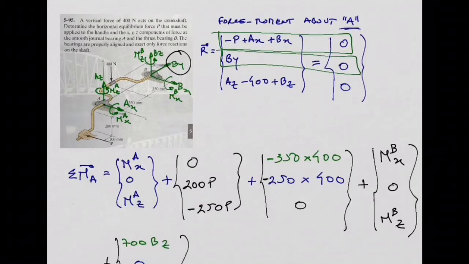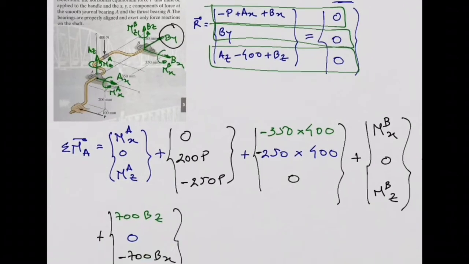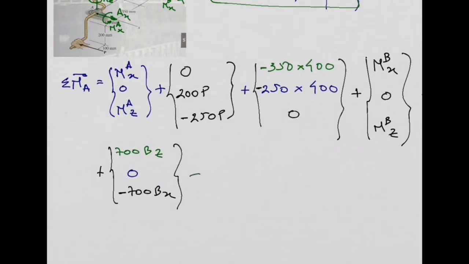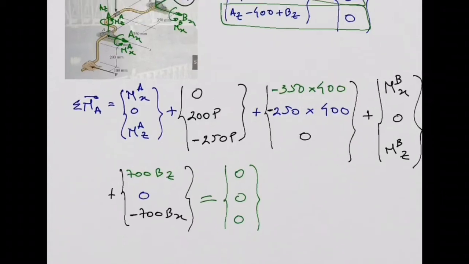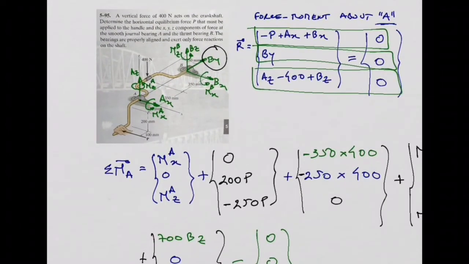Second equation for the y components, by equal to 0. This one is very easy. Third equation for the z components of the resultant. And for the moment, the same thing. So all these moments, when we add these moments together, the result needs to be equal to 0 if we want the system to be in equilibrium. And from making the moments equal to 0, you will have 3 additional equilibrium equations. So you will have a total of 6 equilibrium equations. Okay?